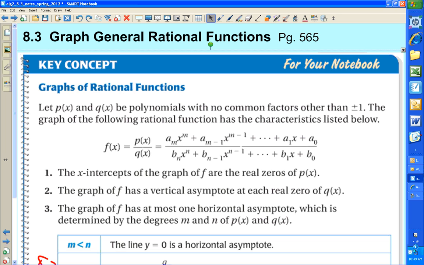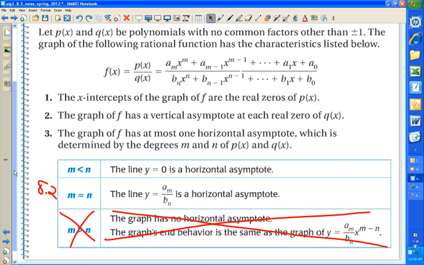Now, they have a little chart for you that talks about the degree. The degree of the numerator is m. The degree of the denominator is n. If m is less than n, then the line y equals 0 is your horizontal asymptote, always. And I'll explain that in a different way when we look at our first example. If the numerator degree is smaller than the denominator degree, you're always going to be at y equals 0 for your horizontal asymptote.